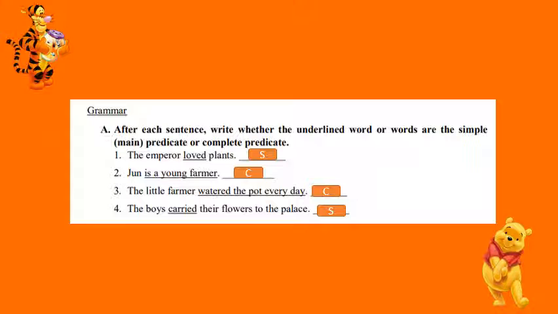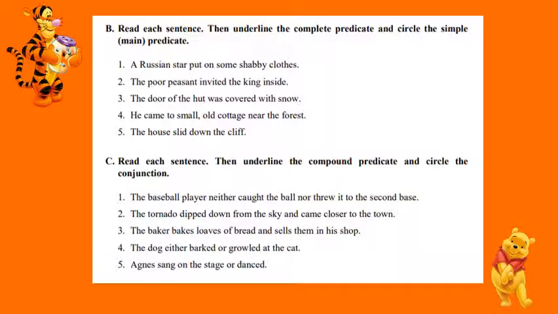Now let's move to exercise B. What does exercise B say? Read each sentence. First of all, we have to read each sentence carefully. Then underline the complete predicate and circle the simple predicate. What we have to do here is two things. First of all, I have to underline the complete predicate. As you know, the complete predicate starts from the verb till the end of the sentence. Then I have to circle the simple predicate, which is the main verb in the predicate. It's the main word that tells what the subject is doing.